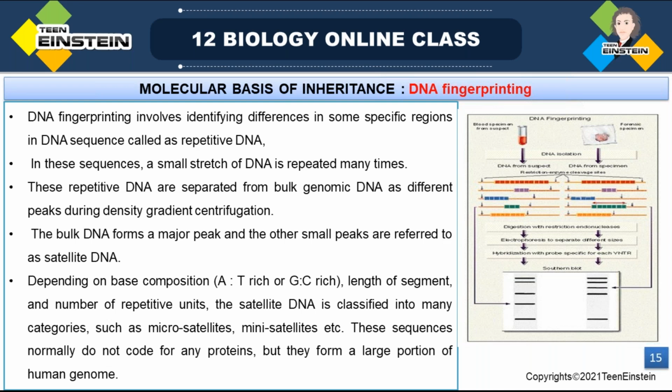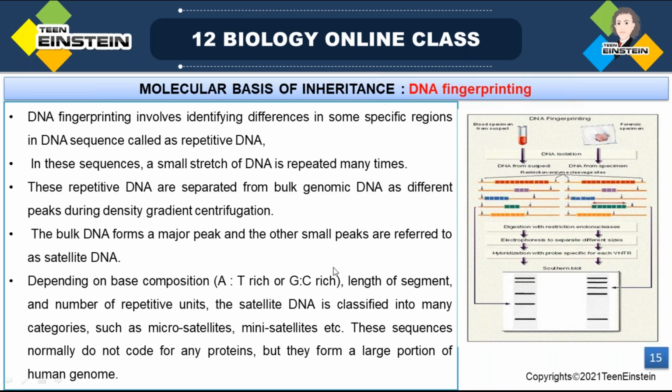So in DNA fingerprinting, the repetitive DNA is separated from the bulk DNA with the help of density gradient centrifugation. These show different, separate peaks. The bulk DNA will definitely be more in quantity, so it shows a major peak, and the smaller peaks show the satellite DNA, or these repeating units.